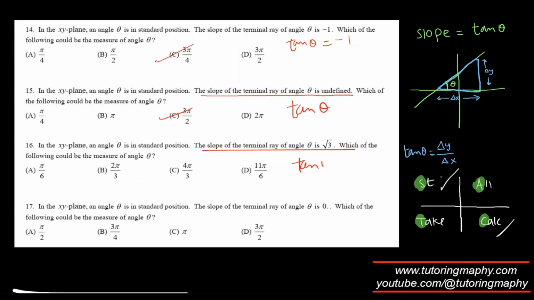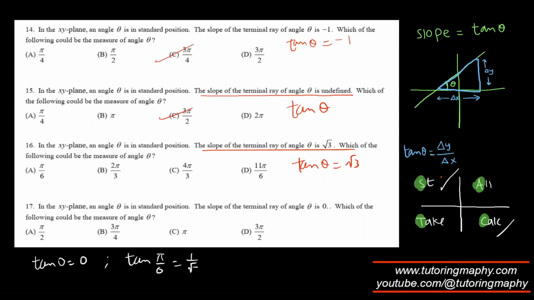Here we have to figure out when tan theta is √3. So let me give you the standard values you should be aware of. You should know that tan of 0 is 0. Tan of pi over 6 is 1 over √3. Tan of pi over 4 is 1 over √2. Tan of pi over 3 is √3. And tan of pi over 2, I think you know by now, because that's the odd multiple of pi over 2, so that's undefined or does not exist.